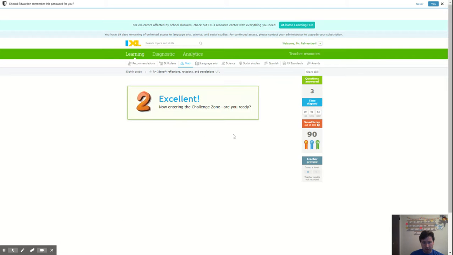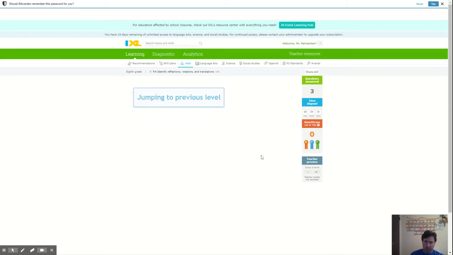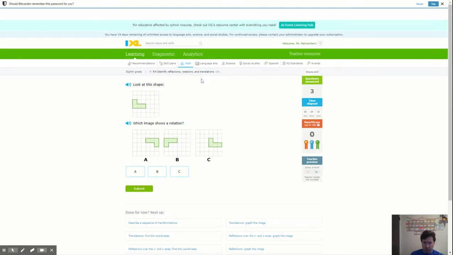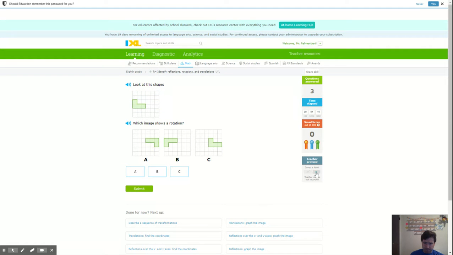Now, challenge zone. Basically there's only one level here, so it's the same deal again. This one wants a rotation. I'm just going to see if there's anything else. Let's see if we can get a translation. I'll just keep bouncing back and forth until I get one. Looks like they don't want to give me one. All right. So a rotation here, I'll just continue with this until I get the translation stuff.